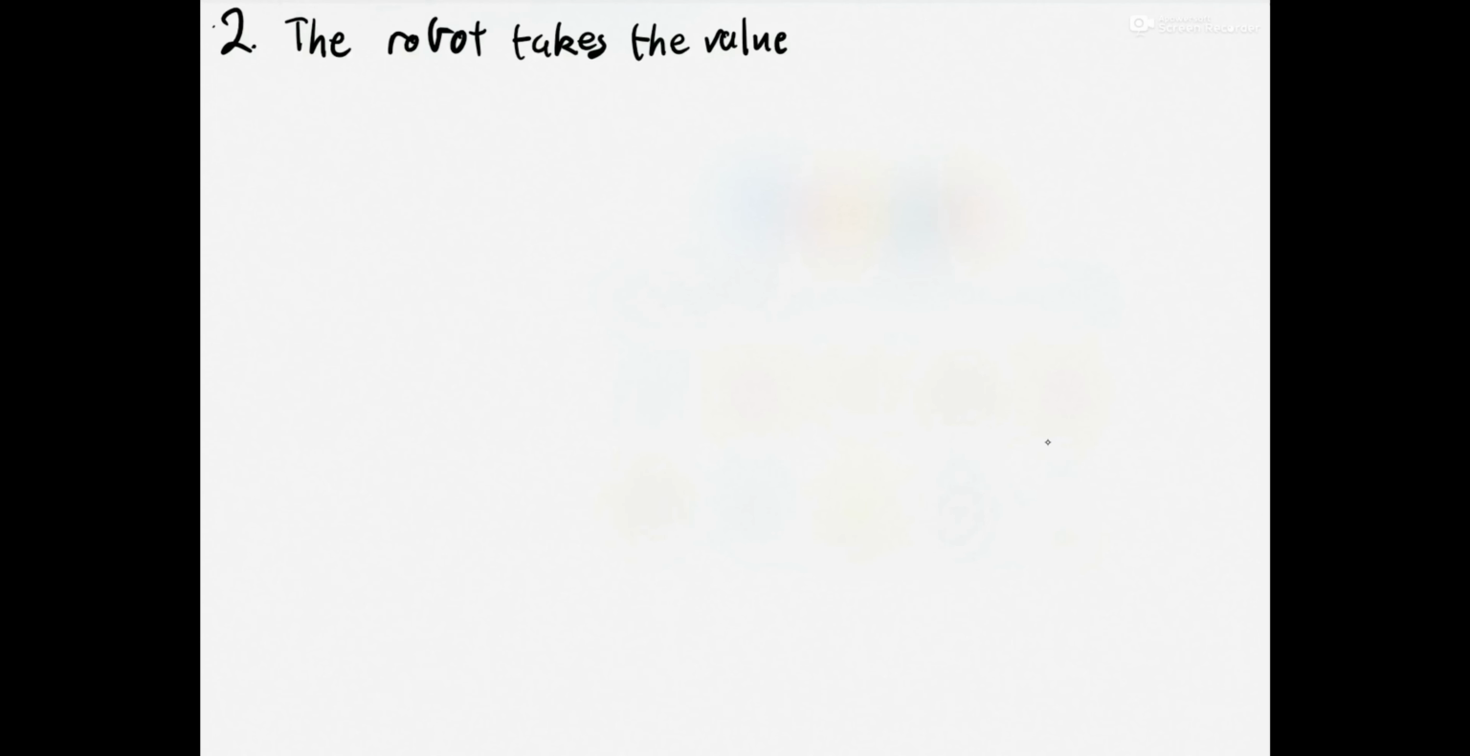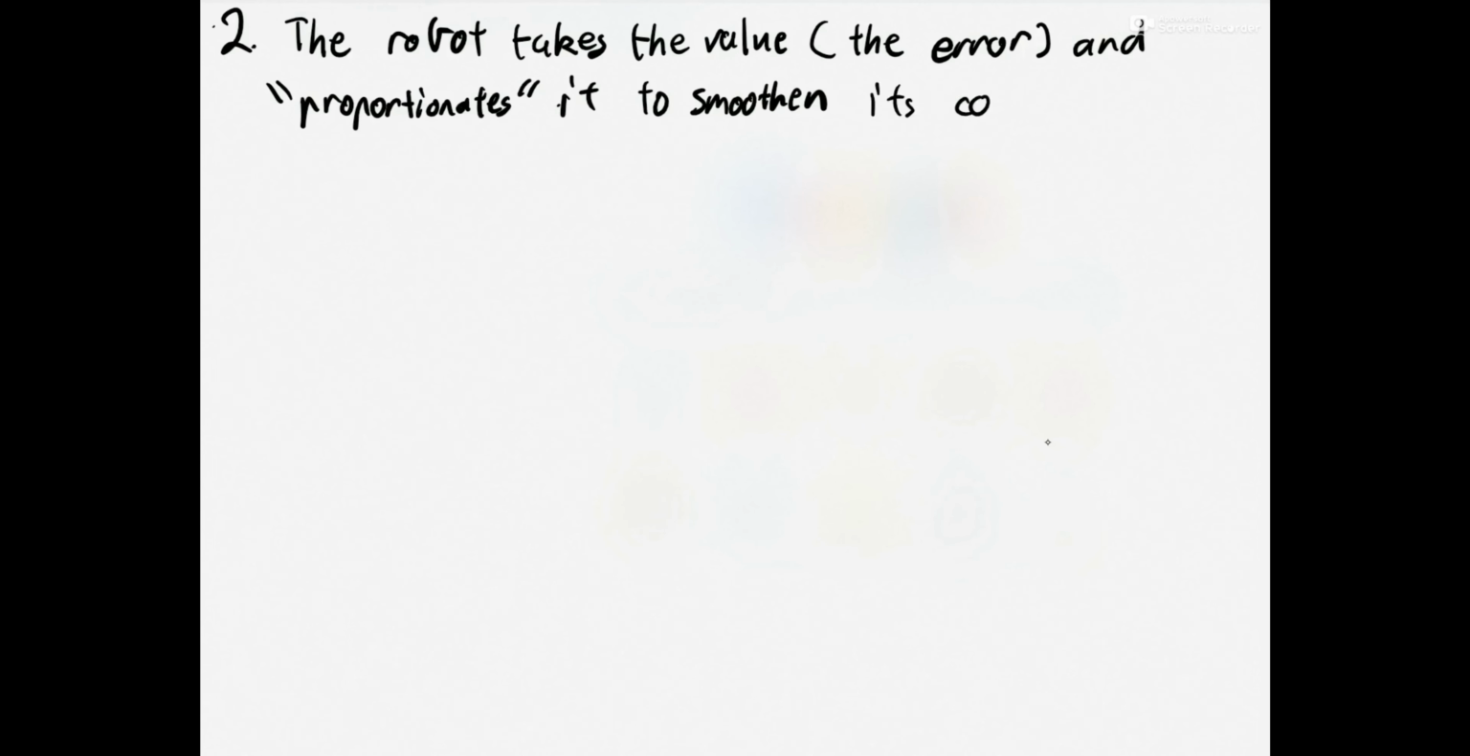Two, the robot takes the value, now known as the error, and proportionates it to smoothen its corrections. Before we begin this step, we need to know what proportionality is in this context.